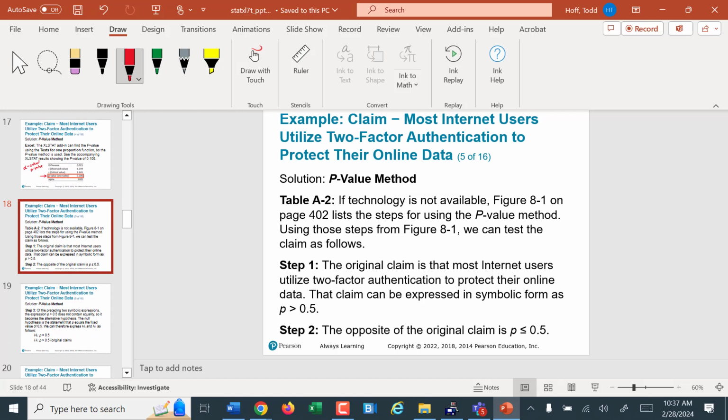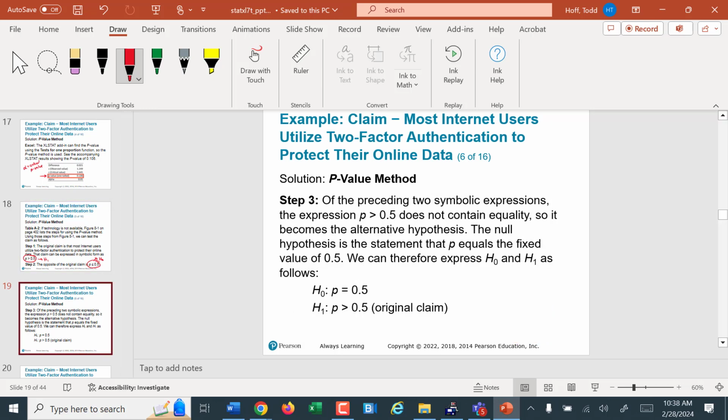So, the example claim again: we're looking at most internet users, so that is saying that the proportion is more than 0.5. The opposite of that would be less than or equal to 0.5. Remember, the one that contains the less than becomes the null hypothesis. So this is going to be the alternative hypothesis. And so right there shows us formulating those hypotheses, and this is what we're going to use to run our test.